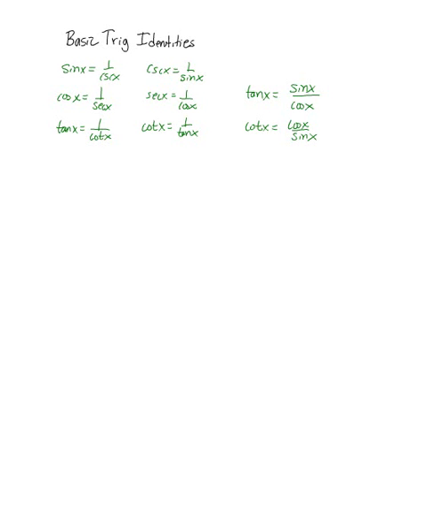Here's a couple that I'm not sure we've looked at before. Sine of minus x is minus sine of x. And tangent of minus x is also minus tangent of x. But cosine of minus x is cosine of x. All right, so let's talk about those for a minute and see why these make sense.